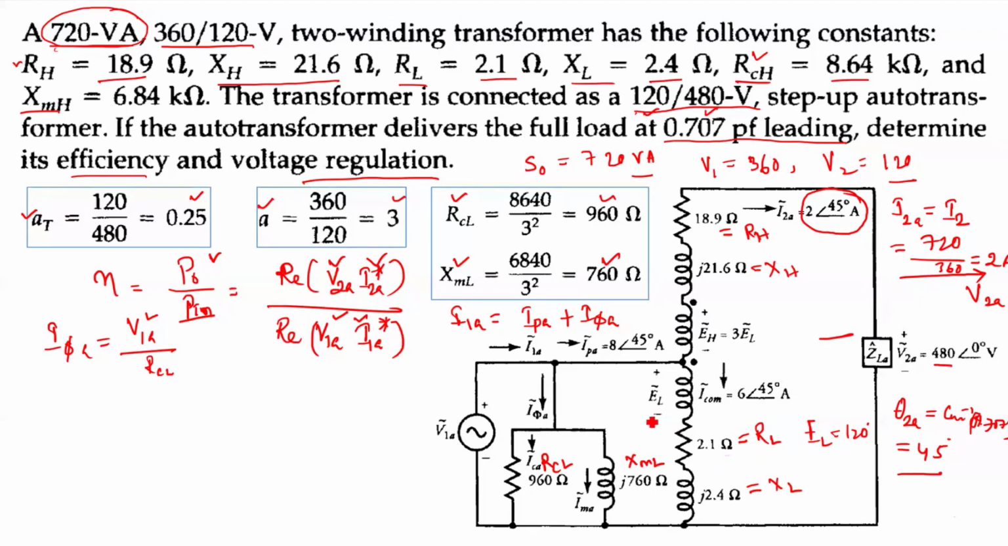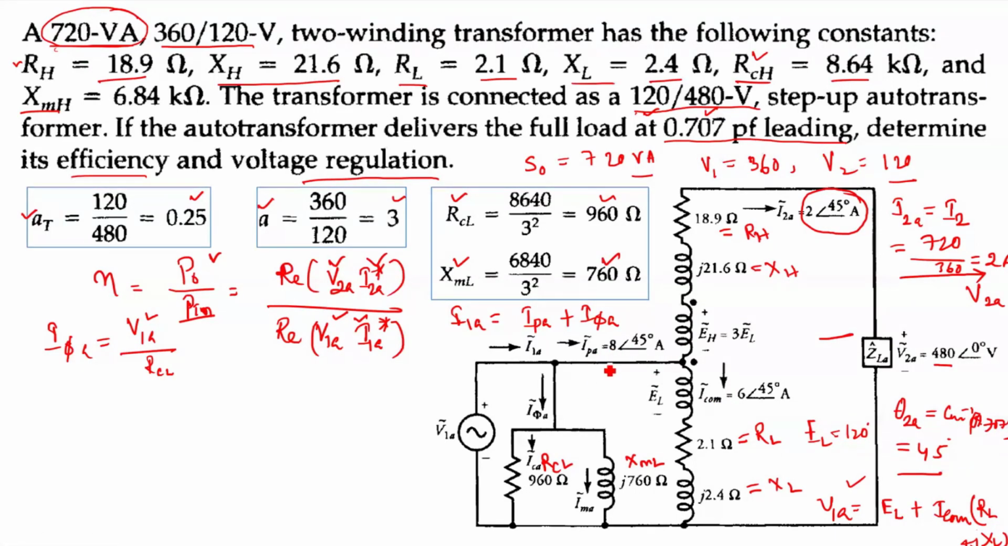Okay, so now how to find V1A? V1A is equal to EL plus I common, that is the current flowing in this winding, I common, let us say I common into RL plus JXL. That will give me V1A. So therefore I need to find I common. In order to find I common, I must know IPA and I2A.